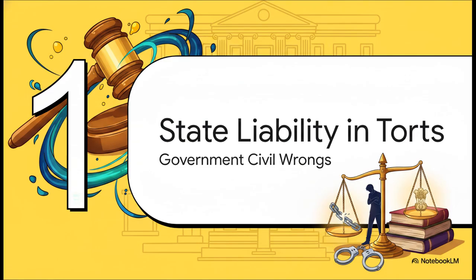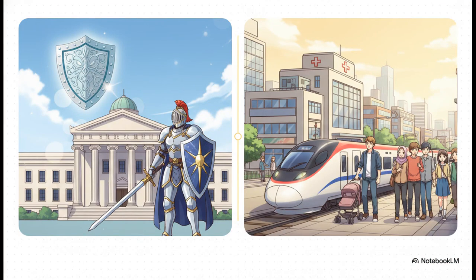All right, let's jump straight into Section 1, state liability in torts. Basically, what happens when the government commits a civil wrong? So a tort is essentially just a civil wrong. We're talking about situations where government officials mess up while on the job. Things like negligence, wrongful detention, or trespass. Now, under Article 300 of the Indian Constitution, the baseline is set. The union and the states can sue, and they can be sued. But the million-dollar question has always been, exactly when can they be held liable?